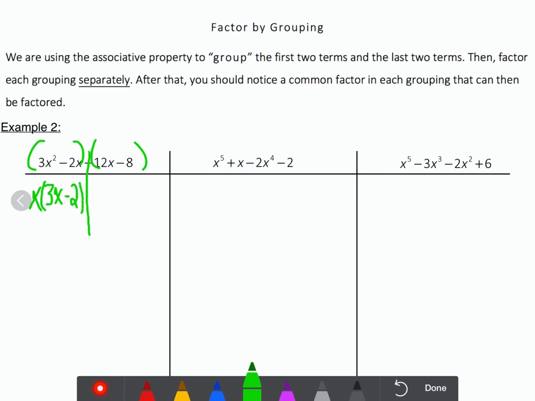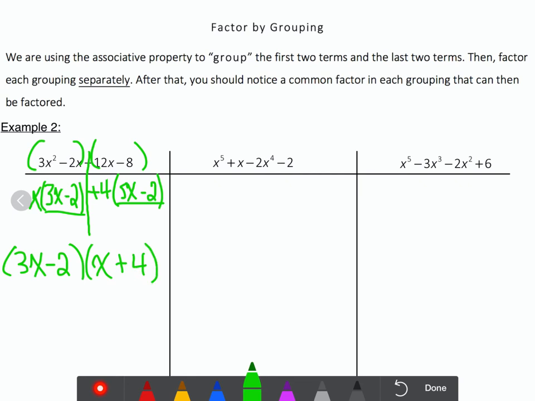Okay, second 2 terms. What is the greatest common factor? We have a plus sign there, so I'm just going to bring that down. And I have a 4 that's in common. 3x minus 2. Again, notice there's my 3x minus 2 and my 3x minus 2 in common. That brings us back to factoring out a greatest common factor. 3x minus 2 times x plus 4. Again, make sure you look at everything that you're left with and that it's factored completely. And everything here is factored completely.